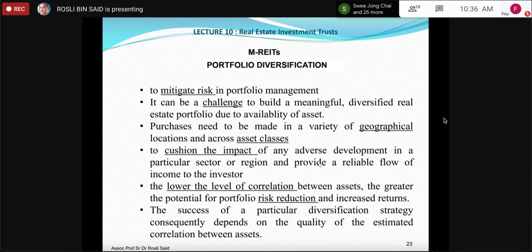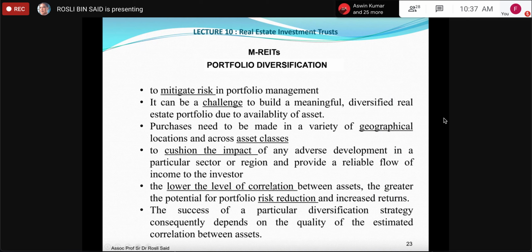What I mean here, cushion means that when we sit down, it will support our body, so we will feel safe, or something like that. So for risk diversification, something like that also. If one particular sector is having problems, the other sector will actually help. So that's why we call it a cushion, to cushion the impacts of any adverse development. And the lower the level of correlation between asset, the greater the potential for portfolio risk reduction.